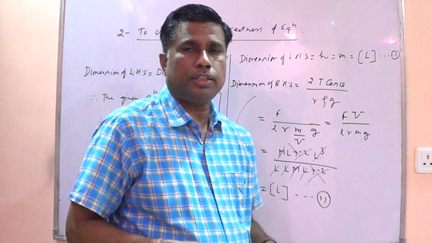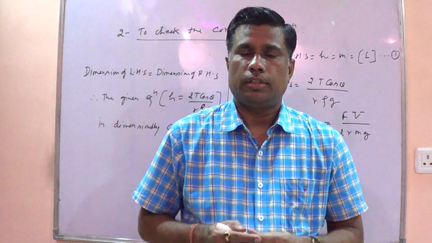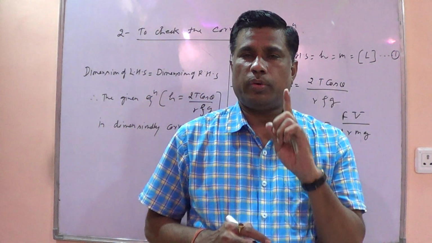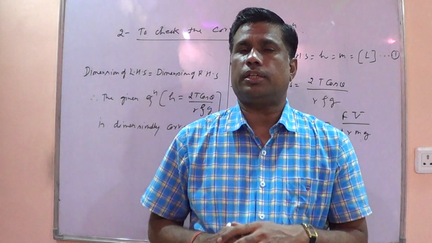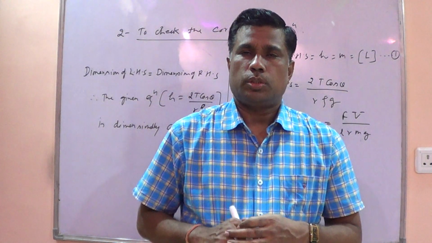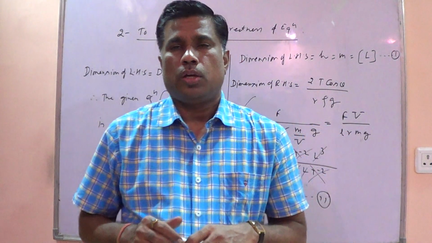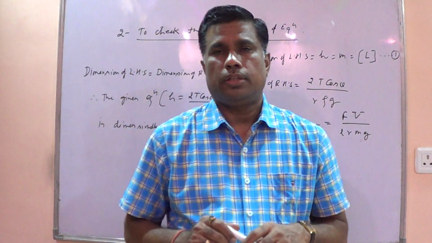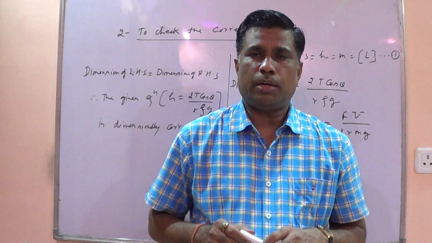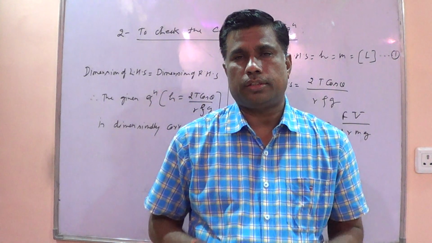Students, if this came out unequal, we would write dimensionally incorrect. We will never write correct in that case. We will write dimensionally correct and dimensionally incorrect. So student, in this way you can check whether the given equation is dimensionally correct or incorrect.